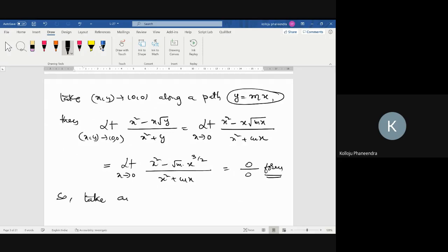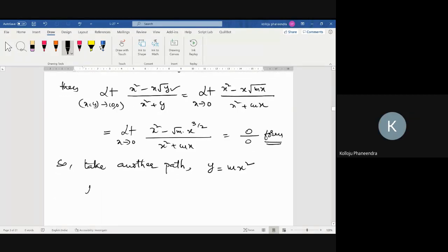So take another path. What is the substitution? Take y equal to something so that the x terms can be taken common, yes, y = mx². If I take mx², then what does this become? I think you got this idea. When I take a path, you have to get the limit value; otherwise, you consider another path. The limit as (x,y) tends to (0,0) of (x² − x√y)/(x² + y).